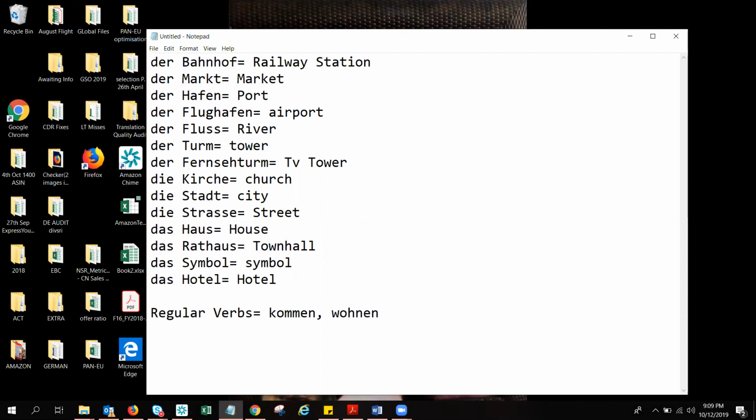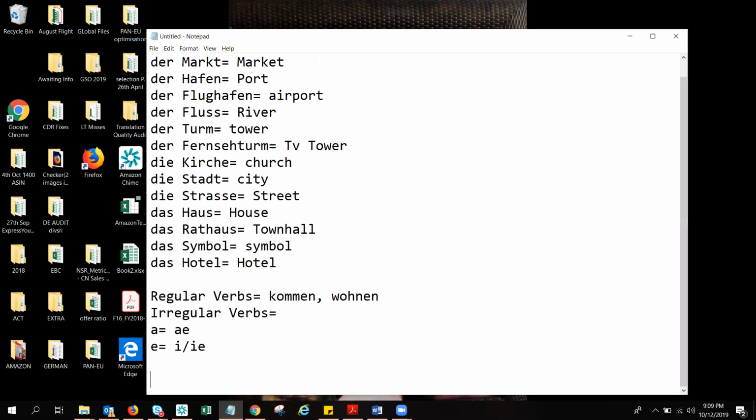There are a few irregular verbs which change in the conjugation. As I have told you, sometimes we have verbs where a becomes ä (umlaut), or e becomes i or ie. I already told you, so I'm writing a few verbs today which will be very helpful, some irregular verbs.